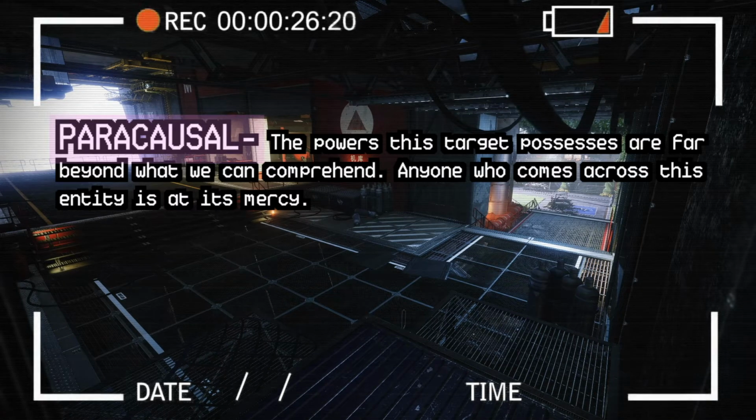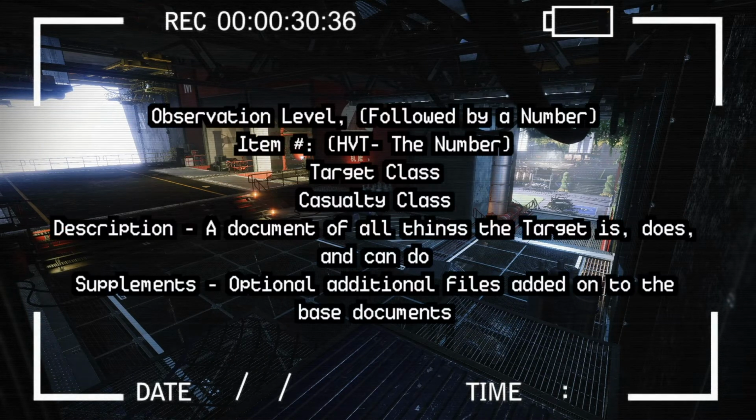Anyone who comes across this entity is at its mercy. Finally, an HVT's file should go over the documentation regarding both the description of the HVT and any additional supplements or files added on the base document.